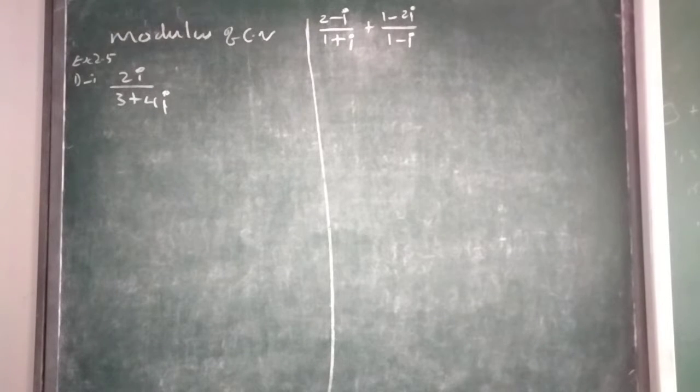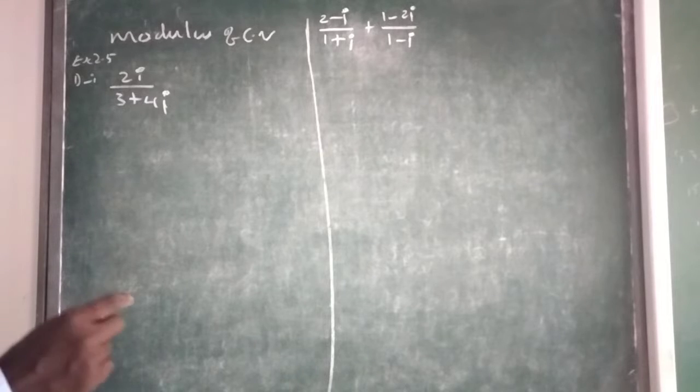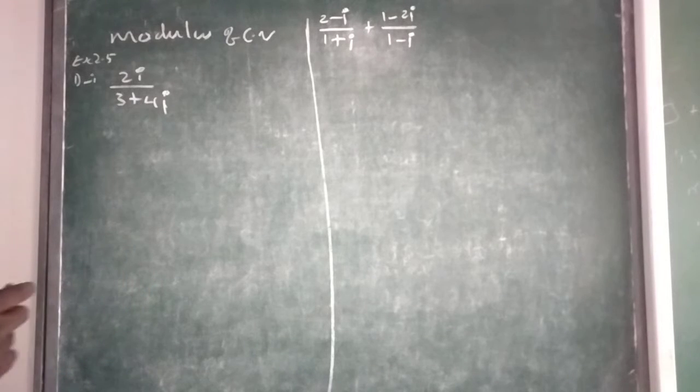In this video, I will discuss how to find the modulus of a complex number. We already know how to find the inverse and the conjugate. Now, the third one: we have to find the modulus of a complex number. So, when you find the modulus of a complex number, for example, in the first sum we have a numerator and a denominator.